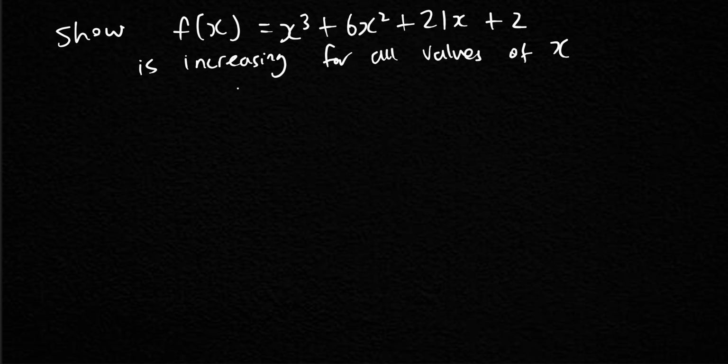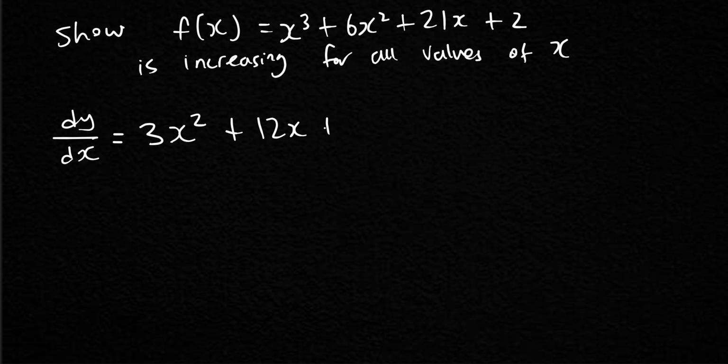So this is our function, right? We can first work out dy dx, because if it's increasing or decreasing, we need to know the gradient, right? 3 times x to the power of 3 minus 1 is 3x squared, plus 12x plus 21, and for the last one, there's nothing. Now, this is the gradient, right? 3x squared plus 12x plus 21.